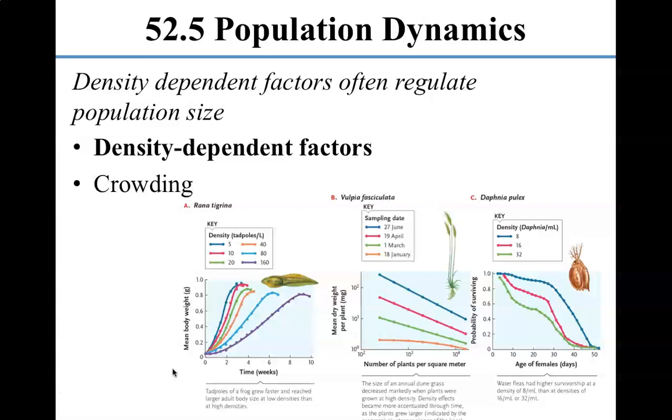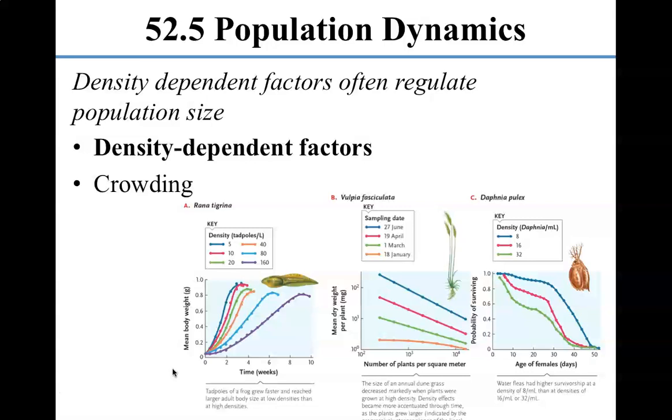So density-dependent factors are simply factors that increase or decrease a population proportionally to the population density. In other words, oftentimes what you'll see is as a population density increases, then that's going to affect lots of aspects of the individuals of the population.